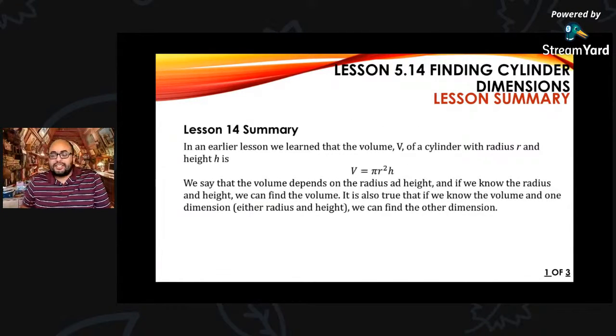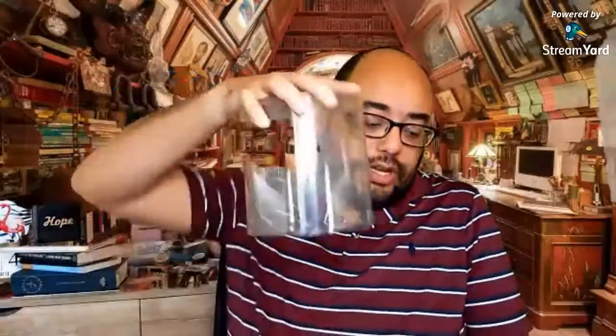So, like I said, we've explained that volume is equal to pi r squared times the height. And we can say that the volume depends on the radius and the height. If we know the radius and the height, we can find the volume. It's also true that if we know the volume and one dimension, either the radius or the height, we can find out the other dimension. It's just like when we were solving equations. If we know two of those items, we can figure out the third.